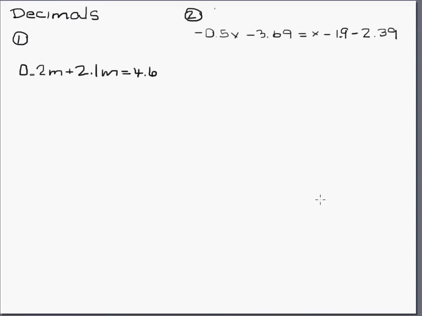The purpose of this mini lesson is to give you a tip on solving equations that have decimals in them.